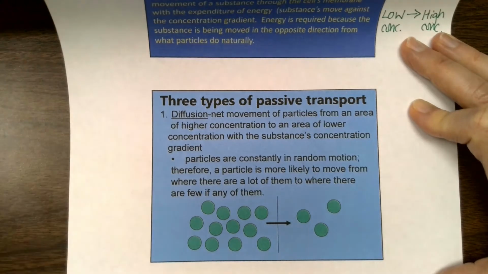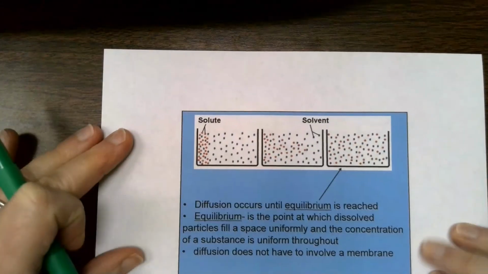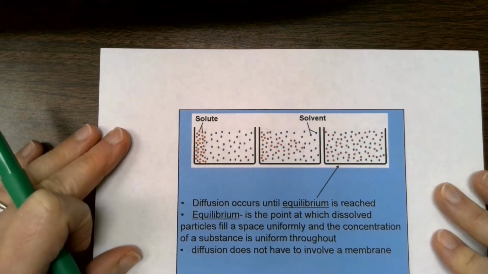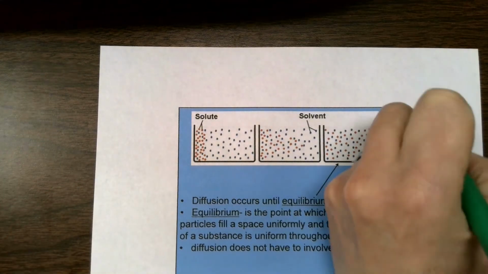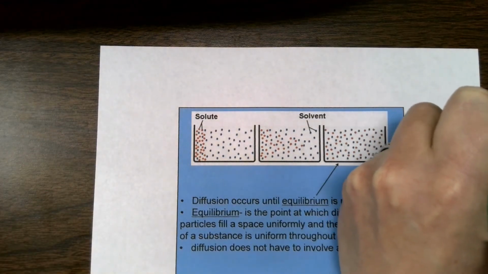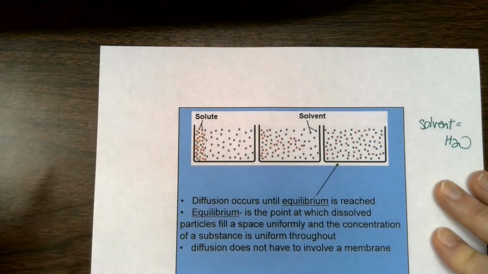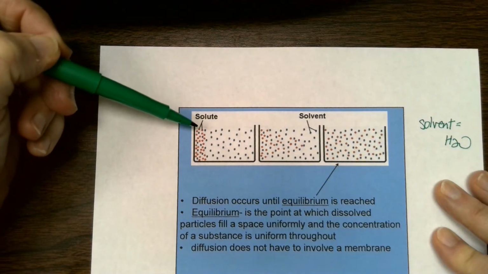Let me go ahead and just switch this to this next picture and slide. On your slide, these are not red and blue dots, okay? But we've got a solute in red here and a solvent in blue. So obviously our solvent is going to be water. It doesn't really matter what our solute is. In general, particles are going to tend to move from where there are many of them to where there are very few of them, right?